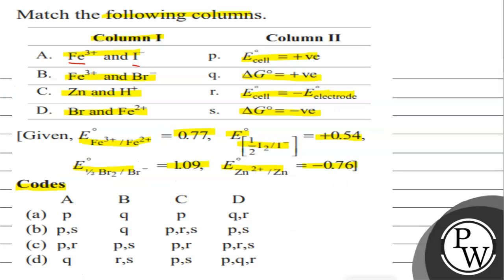लुकिंग बैक एट द कॉलम्स, तो हमारा A में E° cell is coming out to be positive, and ΔG° is coming out to be negative. So हमारा A ऑप्शन अगर हम देखें तो P and R are correct. Sorry, P and S are correct. P and S. Now moving on to the second, B part, Fe3+ and Br-.